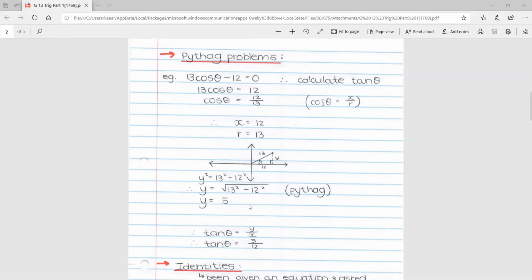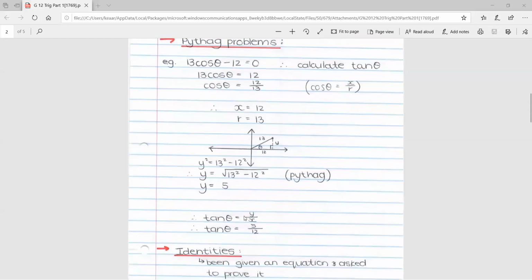Now that we've got our x, our y, and our r, we can go back to what they were asking us. They wanted tan theta. Tan theta we know is y over x. We have y and we have x. So tan theta equals y, which is 5, and x, which is 12. So tan theta equals 5 over 12.